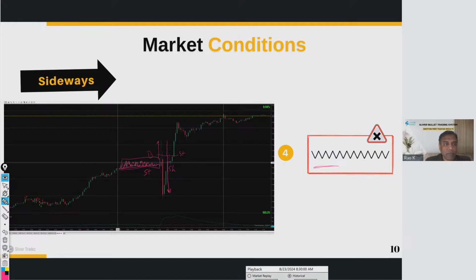Oops, my pen is not writing anymore. After coming down, it started to... my pen suddenly stopped writing. So what I was trying to say is, market came all the way down, and then it started to go up again. So the trader incurred loss twice in this situation.